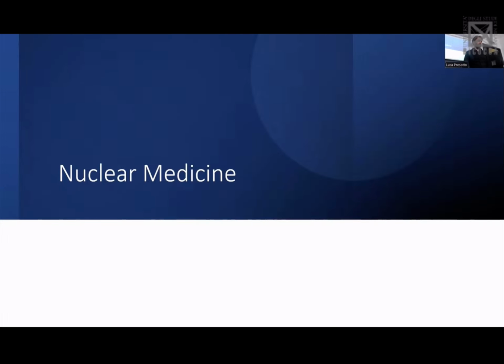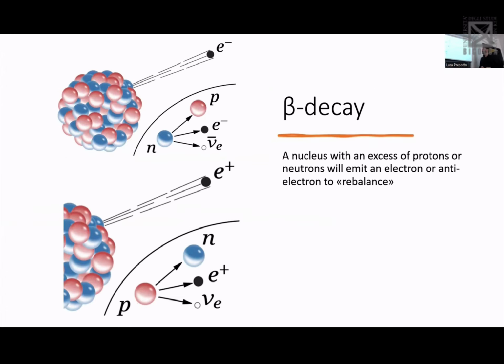So let's talk about nuclear medicine, which, by the way, is the field that I've worked in for like 12 years before going back to university. So nuclear medicine is an imaging modality which is based on the physics of beta decay. Beta decay happens when a nucleus, the nucleus of an atom, has an excess of either protons or neutrons, and therefore it emits either an electron or an anti-electron to, let's say, rebalance.